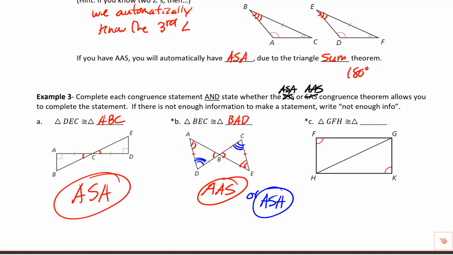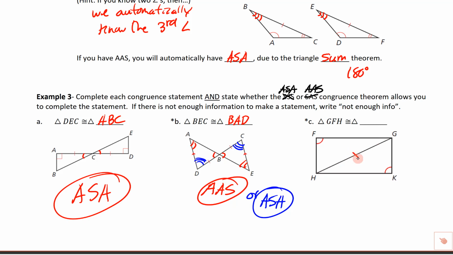So let's take a look at this last one. It says we want to show that triangle GFH, this upper triangle right here, is congruent to this lower triangle right here. So let's see if we can do that. We know that those angles are the same, and we know that because this side would be included on both of them, I'm going to go ahead and put a little mark right there.